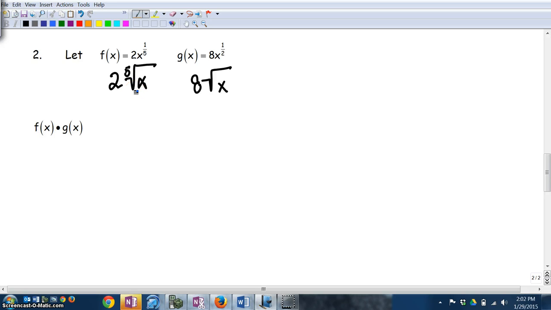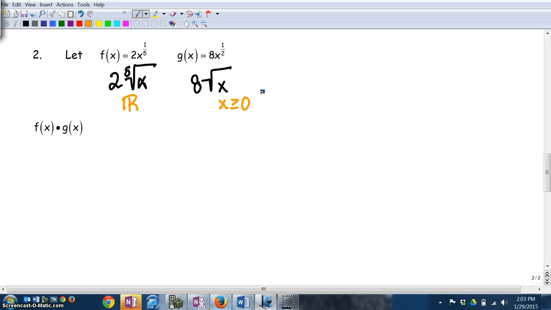That's an odd root, which means you can have positives, negatives, 0, you can have whatever you want there. So this one's domain is all real numbers. You can put any number you want underneath that 5th root. This is a square root. You cannot have negatives underneath the square root because it is an even root. Same if it was a 1/4 power or a 4th root. You cannot have negatives. So this is greater than or equal to 0.